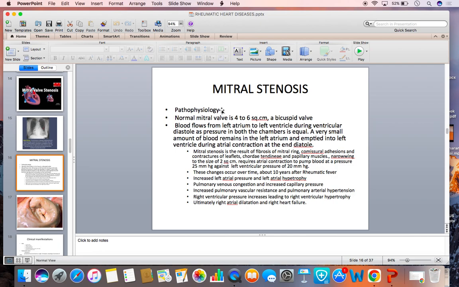Well, let us come to the pathophysiology. As I told you, the normal mitral valve is 4 to 6 square centimeters, a bicuspid valve. Blood flows from the left atrium to the left ventricle during ventricular diastole as the pressure in both chambers is equal.